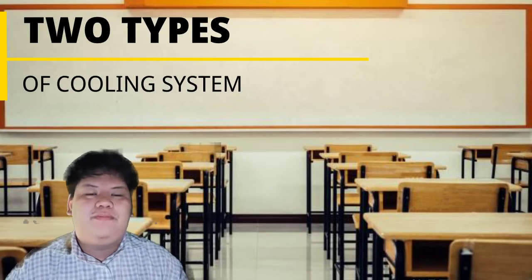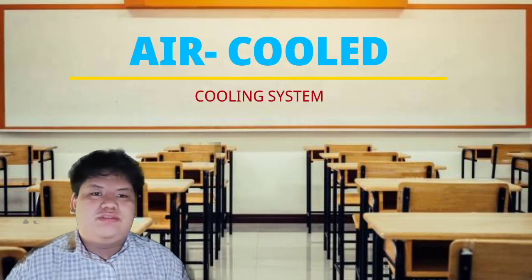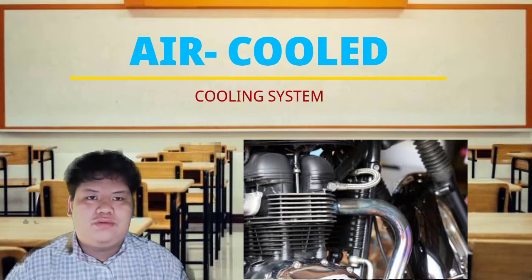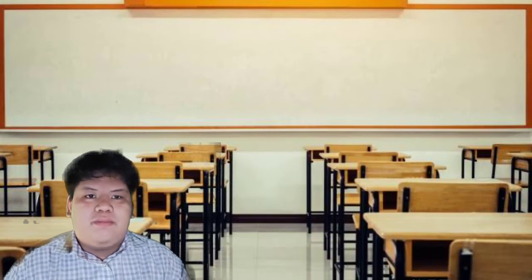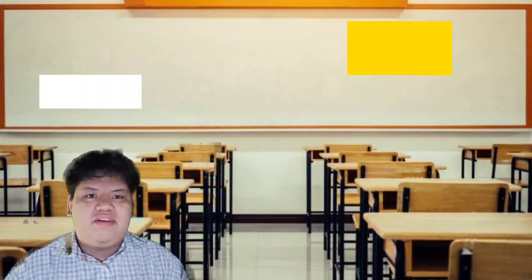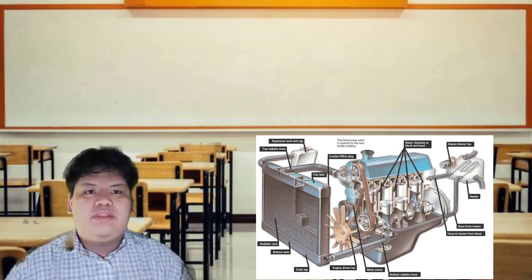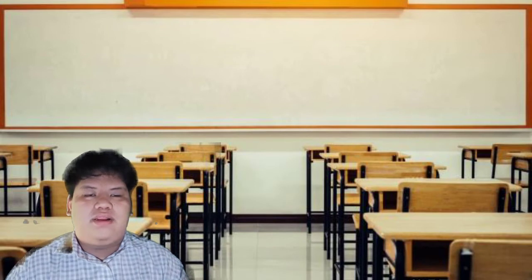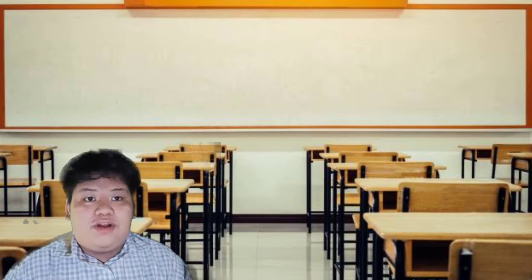There are 2 types of cooling system. First is the air-cooled cooling system. The air-cooled cooling system uses air to cool down the engine. Examples of air-cooled cooling system are small engines and motorcycles. The next is the liquid-cooled cooling system. The liquid-cooled cooling system uses water or coolant to cool down the engine. Examples of liquid-cooled cooling system are modern motorcycles and automotive engines.